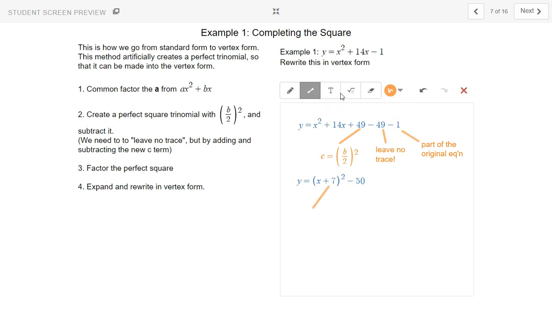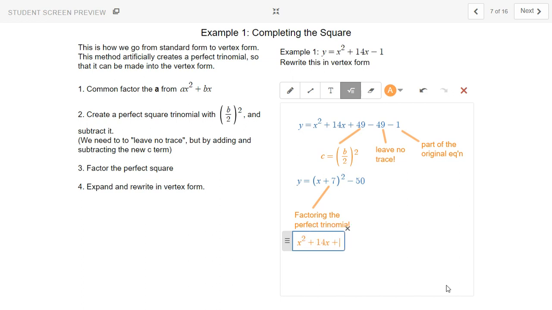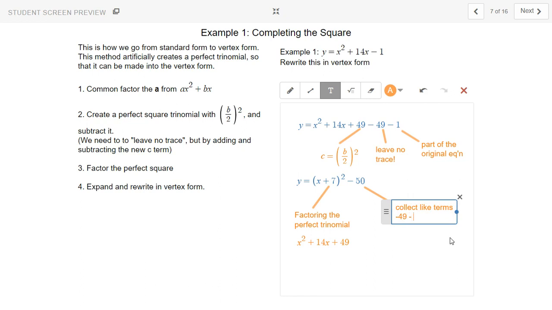The first part was factoring the perfect trinomial. And the perfect trinomial that we had was x squared plus 14x plus 49. This -50, we collected the like terms of -49 minus 1. And now we have this in vertex form.